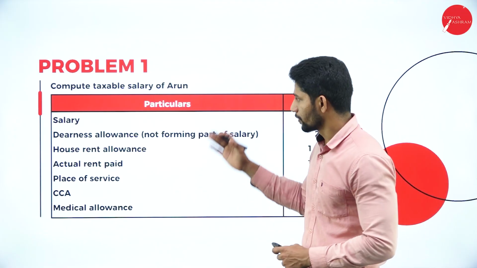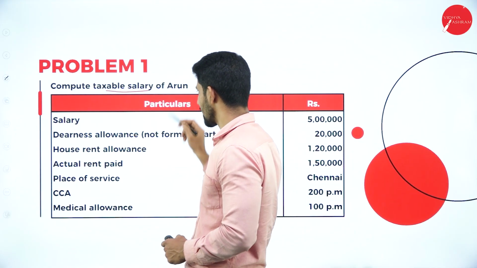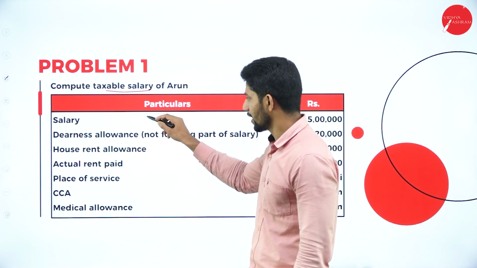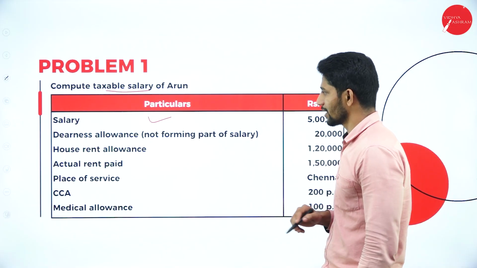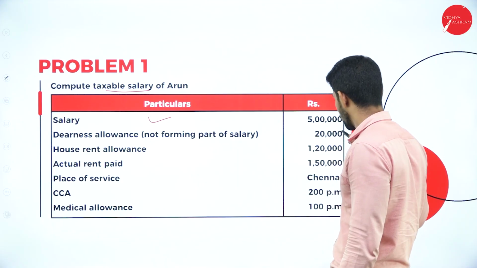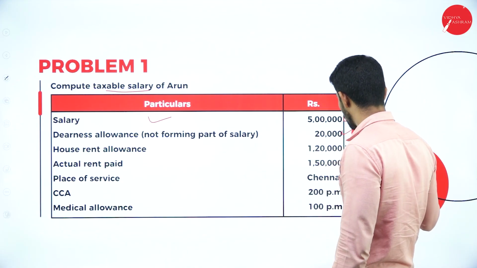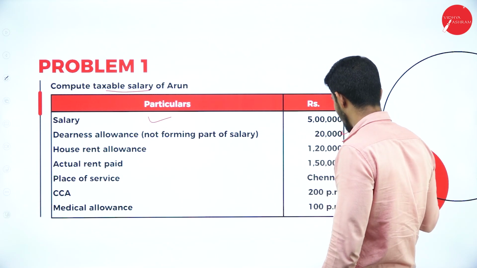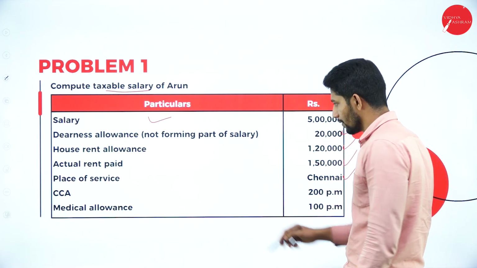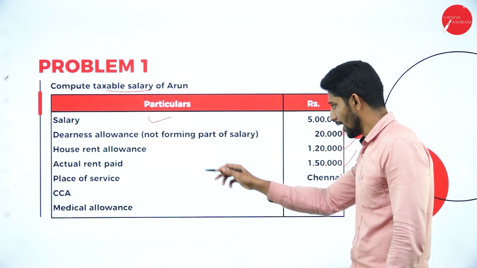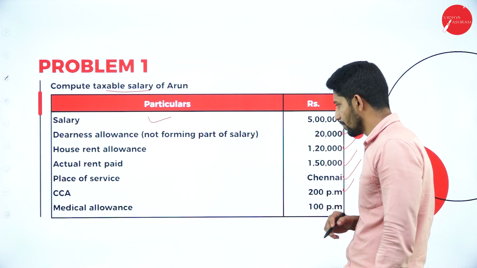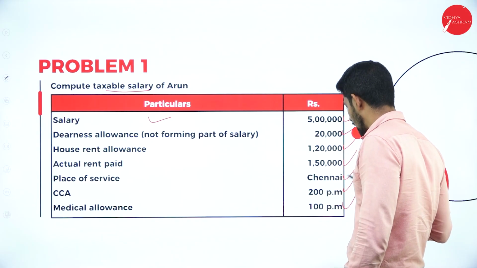income from salary. So the first problem goes like this: compute taxable salary of Arun. Salary, how much is he receiving? Rupees 5 lakh. You may consider it as a basic salary, and he is receiving dearness allowance of rupees 20,000, house rent allowance of rupees 1,20,000, actual rent paid by Arun is 1,50,000, and place of service, where he is serving? He is serving in Chennai. And CCA, which is nothing but city compensatory allowance, is rupees 200 per month, and medical allowance is rupees 100 per month.